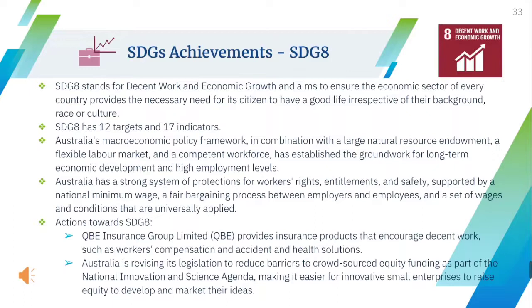Last but not least is SDG 8, Decent Work and Economic Growth, which aims to ensure the economic sector of every country provides the necessary needs for its citizens to have a good life regardless of their background, race, and culture. SDG 8 has 12 targets and 17 indicators.